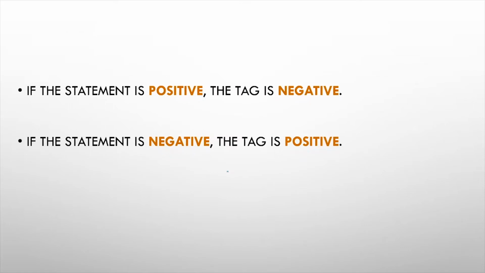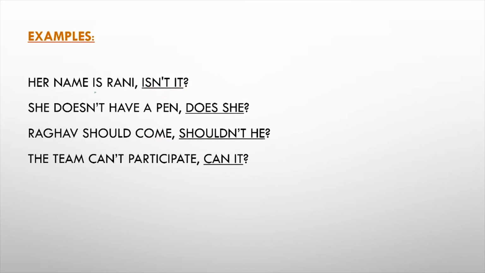We have to take care of it, and let's have a look at a few examples. Now we will scrutinize these examples very nicely, properly. Okay, her name is Rani. Name is our subject, is our helping verb. Now when I say her name is Rani, it's a positive sentence, which means my tag will be negative. Immediately I'm adding not to is and writing isn't. You just have to add not. If you have to frame a negative tag, just add not in an abbreviated or contracted form.